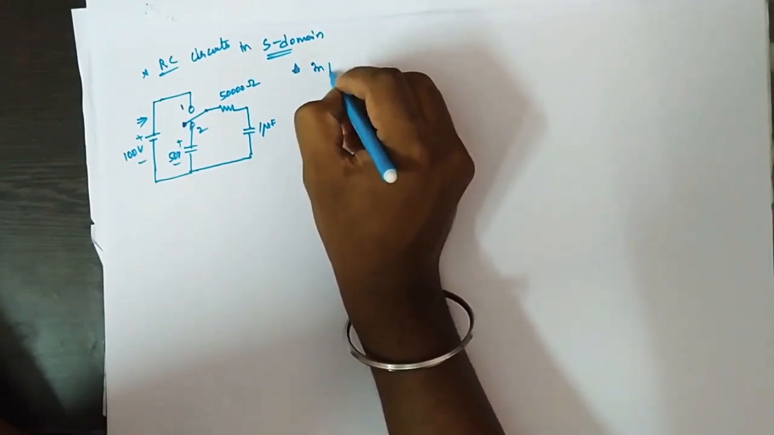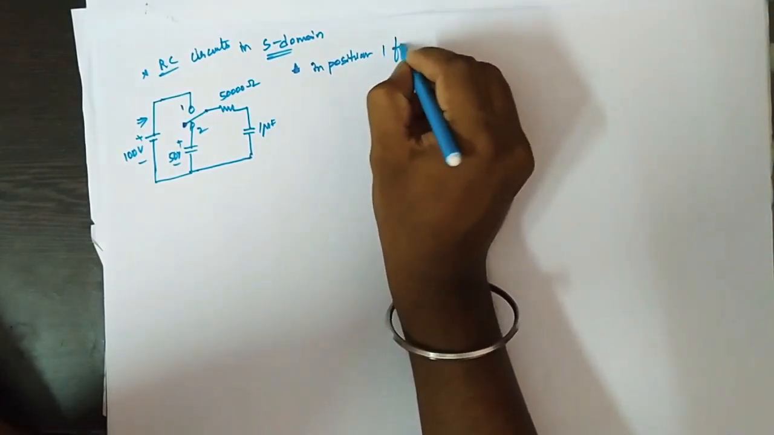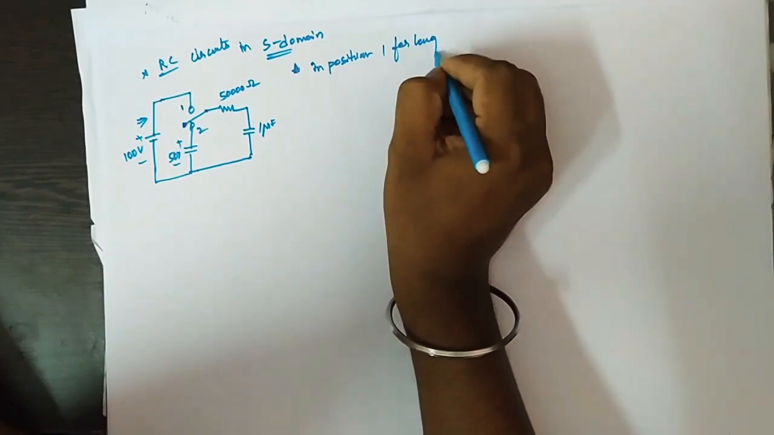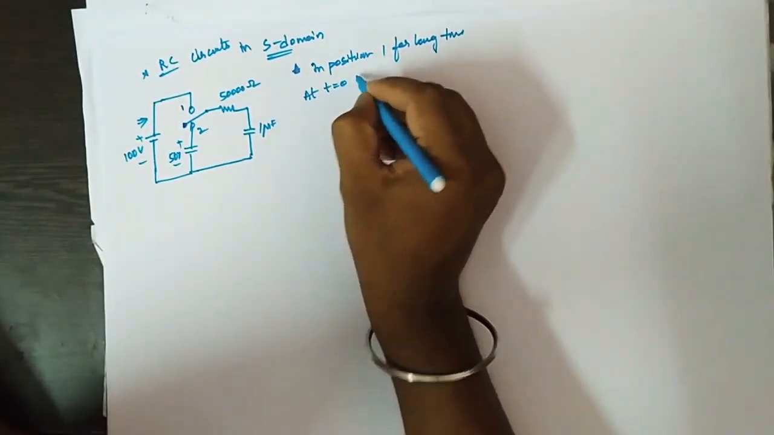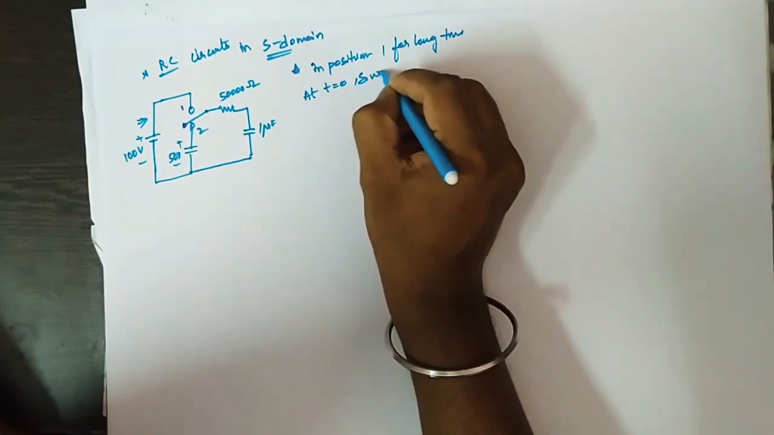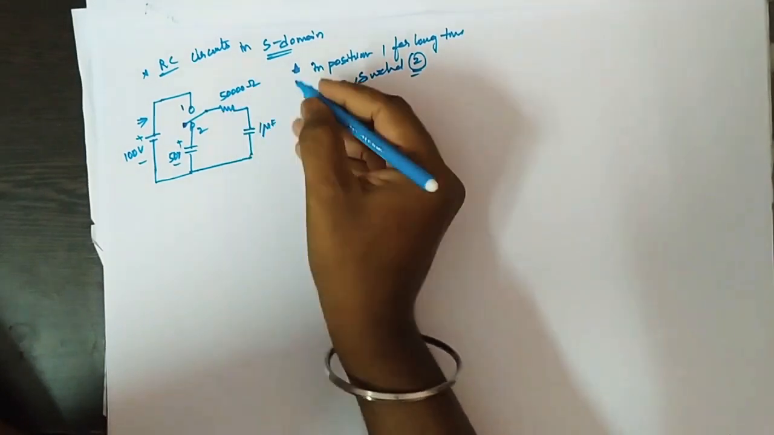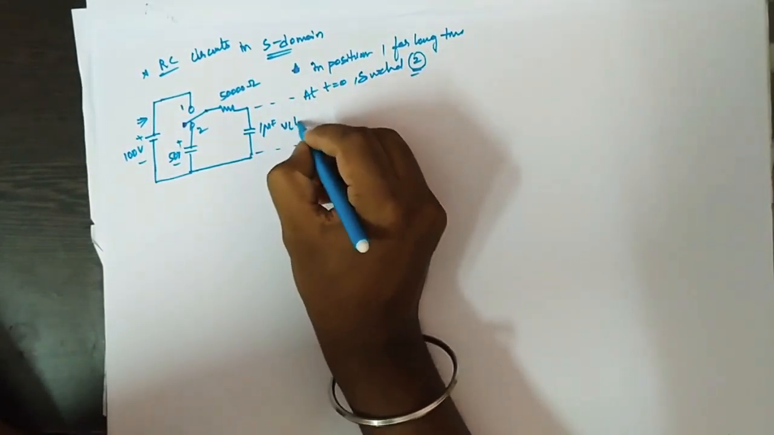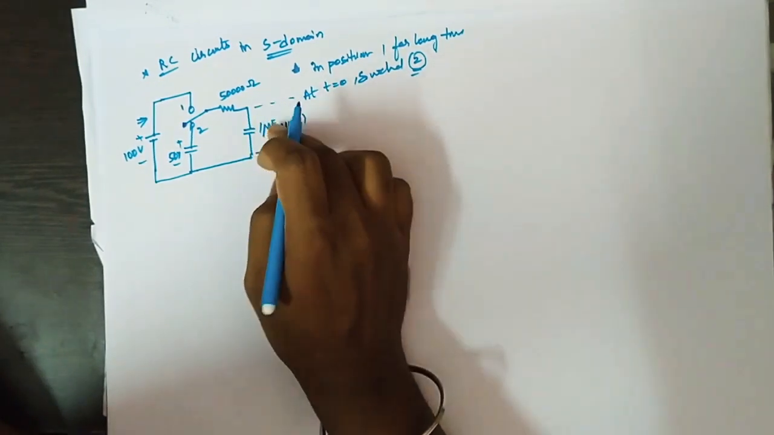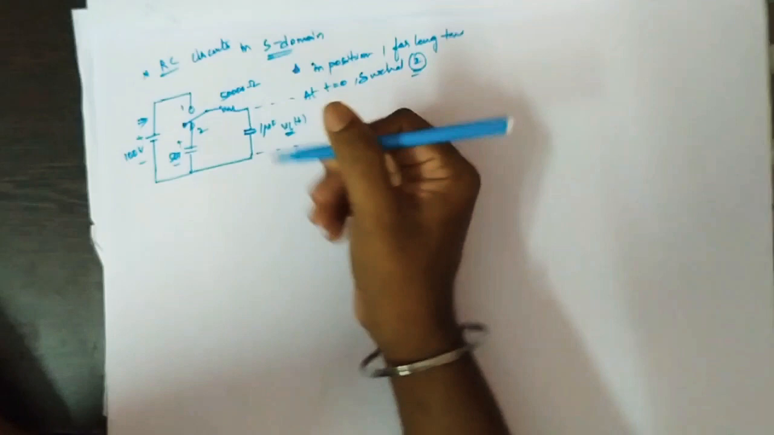In position 1 for a long time, at t equal to 0, switch it to the other terminal. So now after switching, they are asking you to find Vc of t, the voltage expression. Okay, the voltage across the capacitor expression.